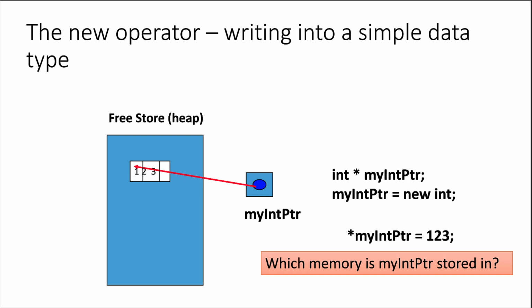Now I have a question. Which memory is my int ptr stored in? There is my int ptr right here. Where is this pointer stored? So the pointer is stored in the stack. Stack of the function in which it would be called.